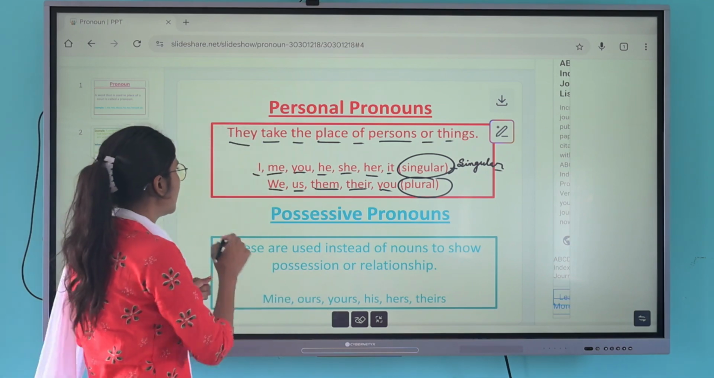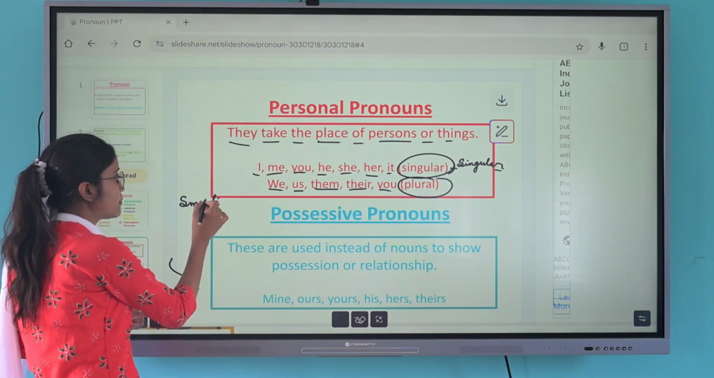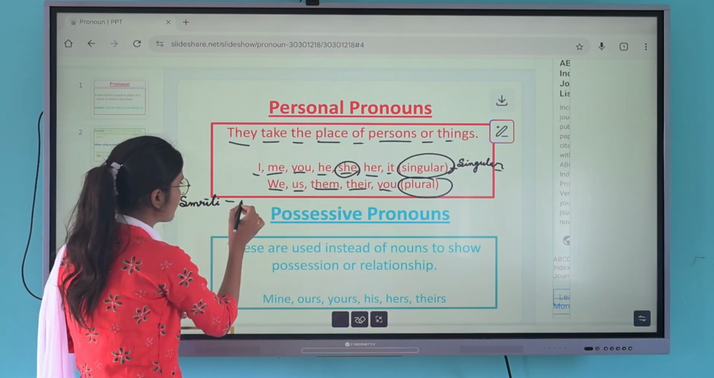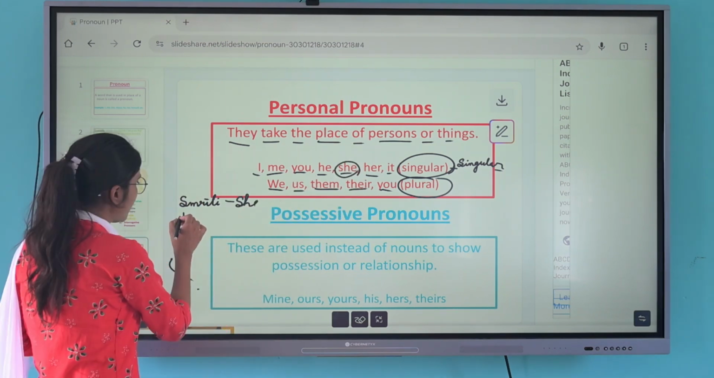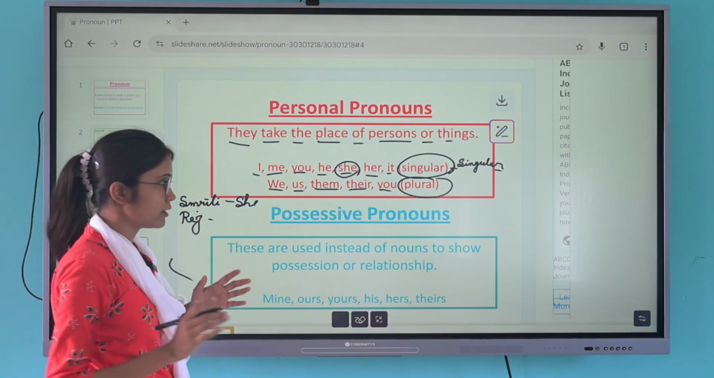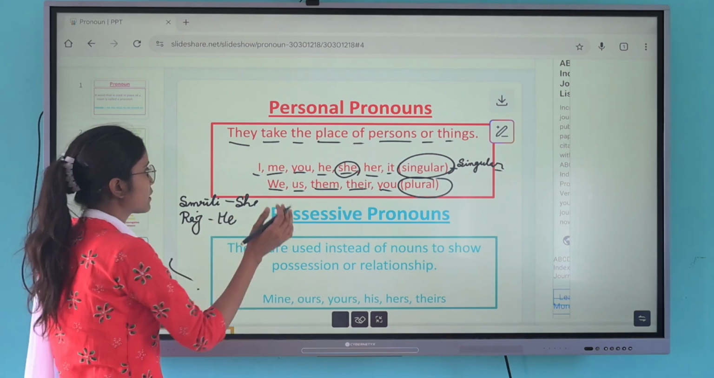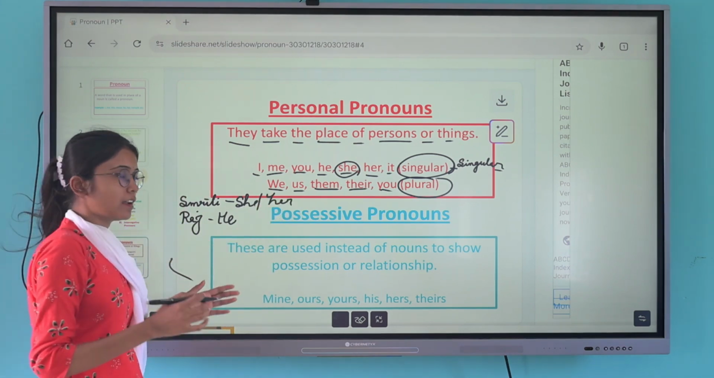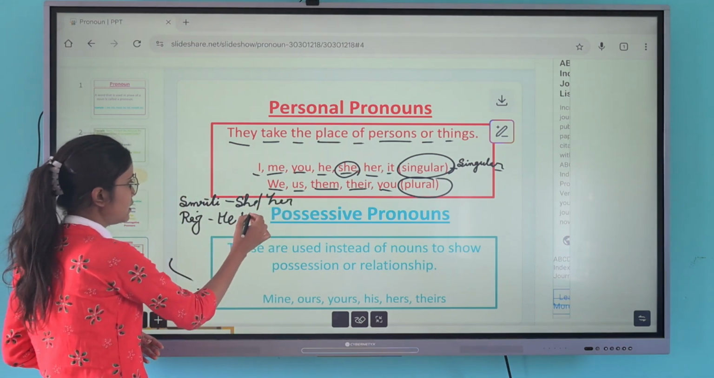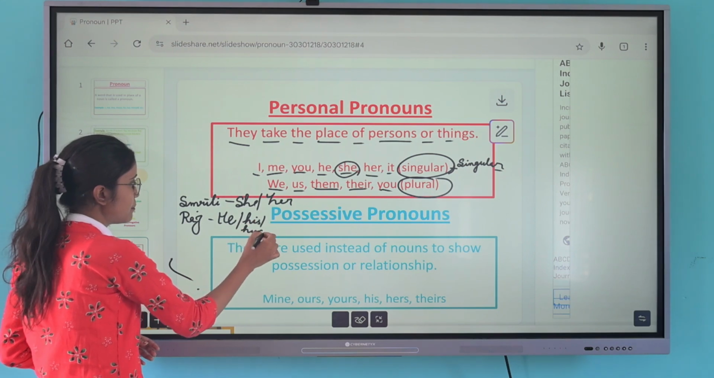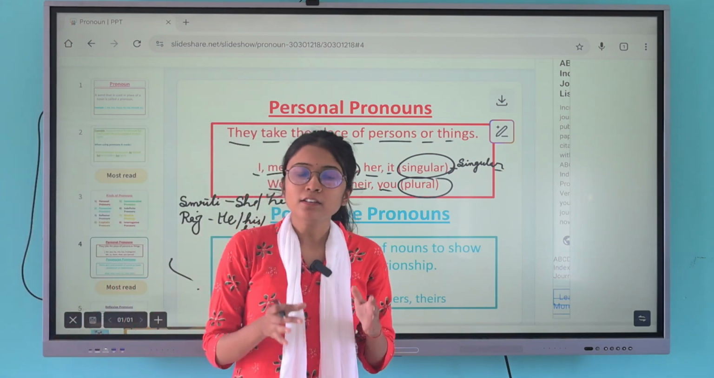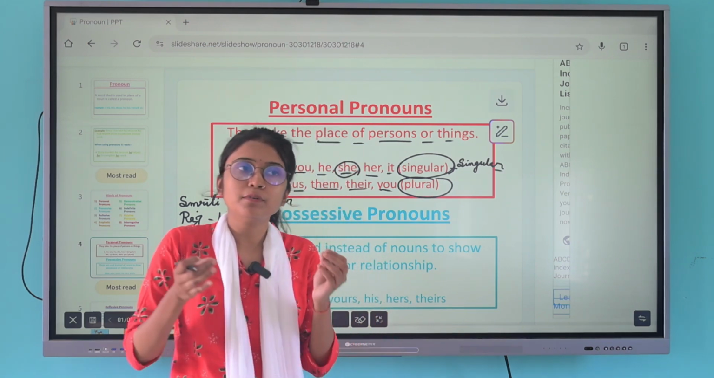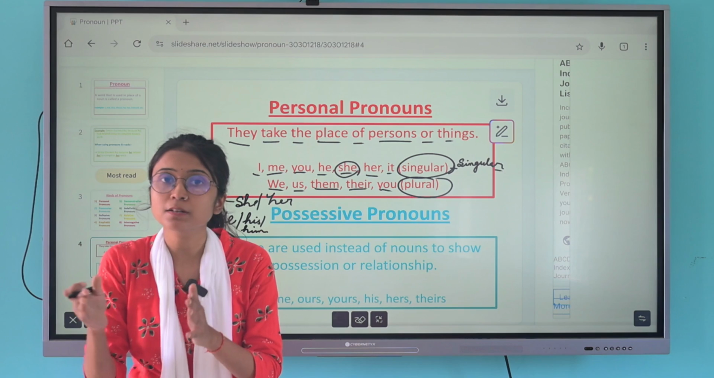Like if I say Smita, so Smita is a girl, so we replace it with she. If I say Raj, so Raj is a boy, so we replace it with he. Okay, and also she and her, and with Raj we will also use he, his and him simply. So understood everyone? What is personal pronoun? Personal pronoun simply replaces any specific name of person, place or thing.